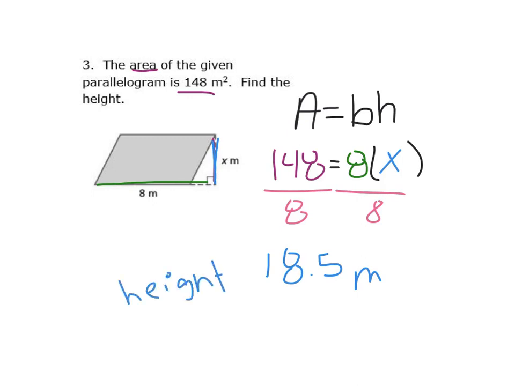So if you get this on your test and it's a question, most likely it's going to be a griddable. If you get a decimal, make sure you include the decimal. If it's a whole number, that's okay too.